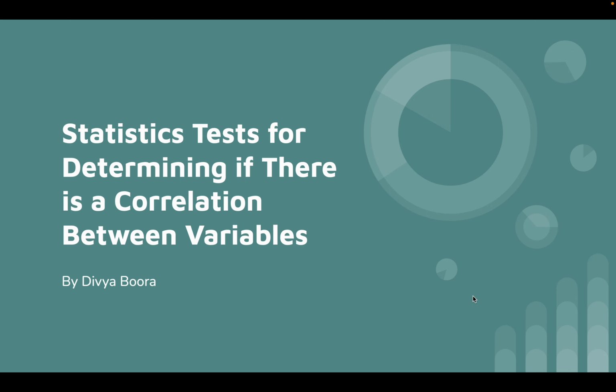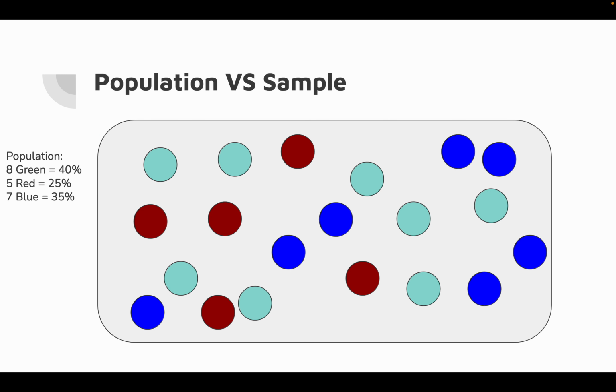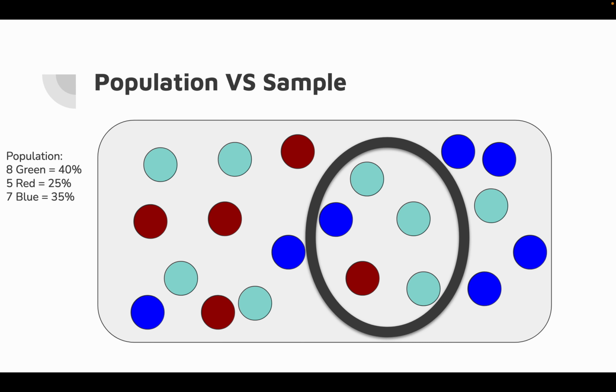I'm going over the statistical tests for determining if there is a correlation between variables. First, we have to set some definitions. A population is all the individuals you're interested in learning about, while the sample is a small group of those individuals that you're actually collecting data from. Note that the data from the sample might vary a bit from the population, but it's close enough to the population that we can use it.